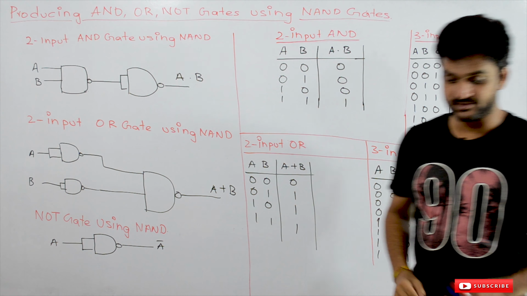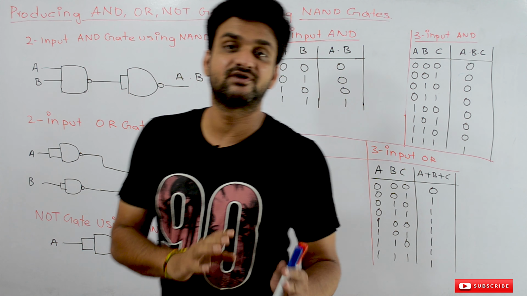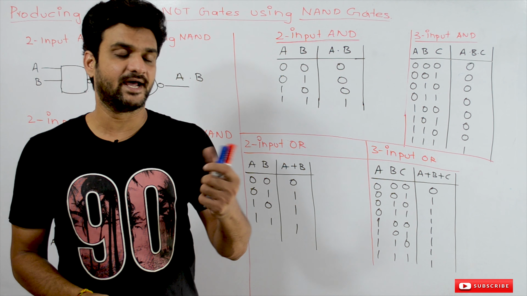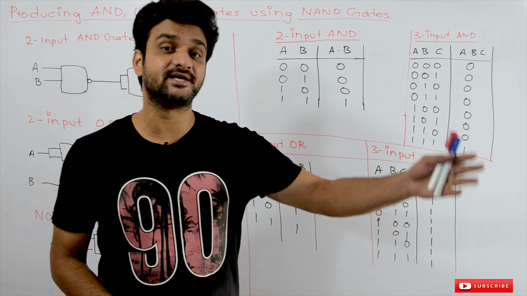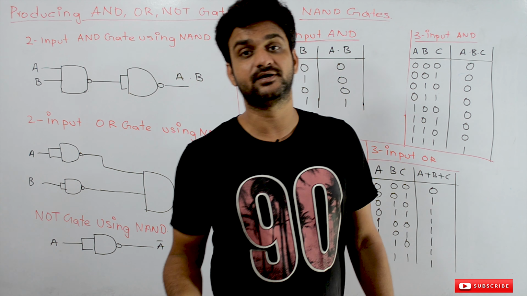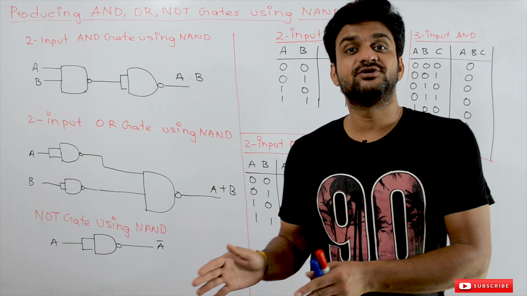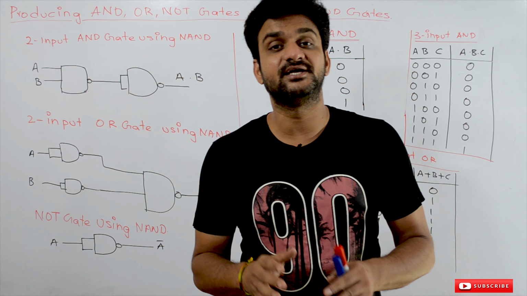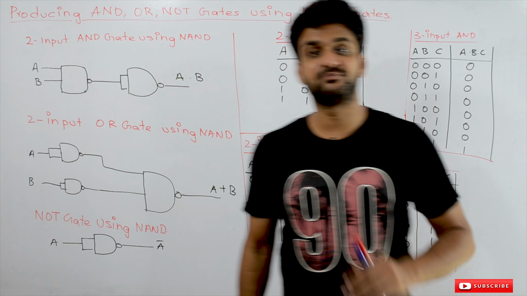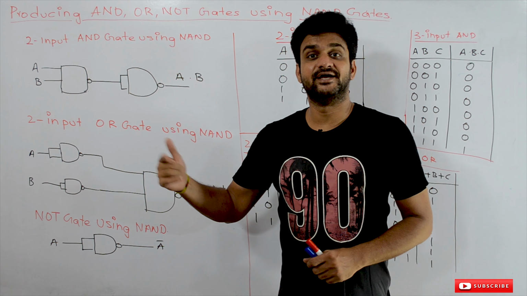In this class, we will try to understand how to produce AND gate, OR gate, NOT gate using NAND gates. In our previous classes, we have covered what is meant by AND gate and NAND gate, NAND gate and OR gate, and we also had a discussion on the basic gates called AND gate, OR gate and NOT gate. In our discussion on NAND gate and NOR gate, we said that NAND gates and NOR gates are universal gates.